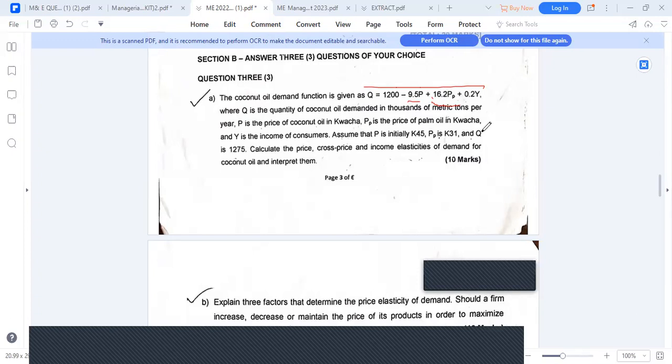All right. So we can calculate it. The first thing is we'll be given the values to put in. The price of coconut oil is 45, palm oil 31. And the income is what? 1275. So we're going to substitute there.